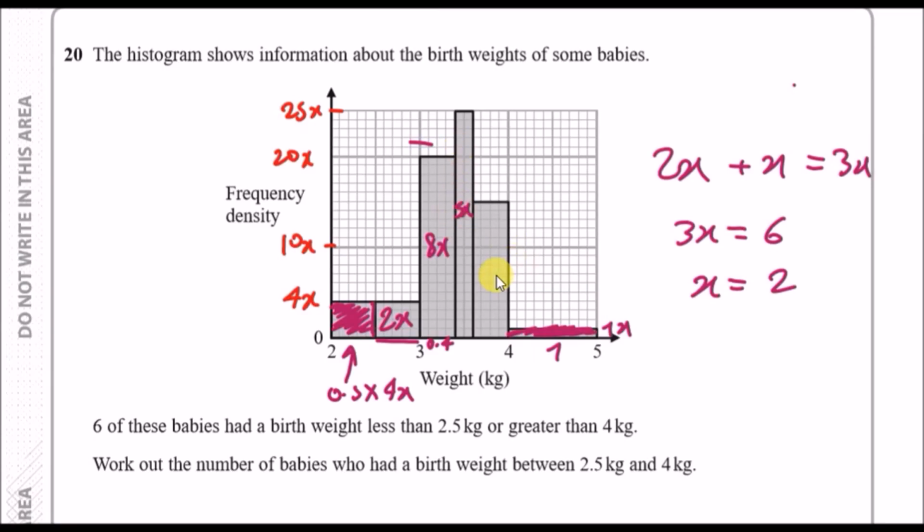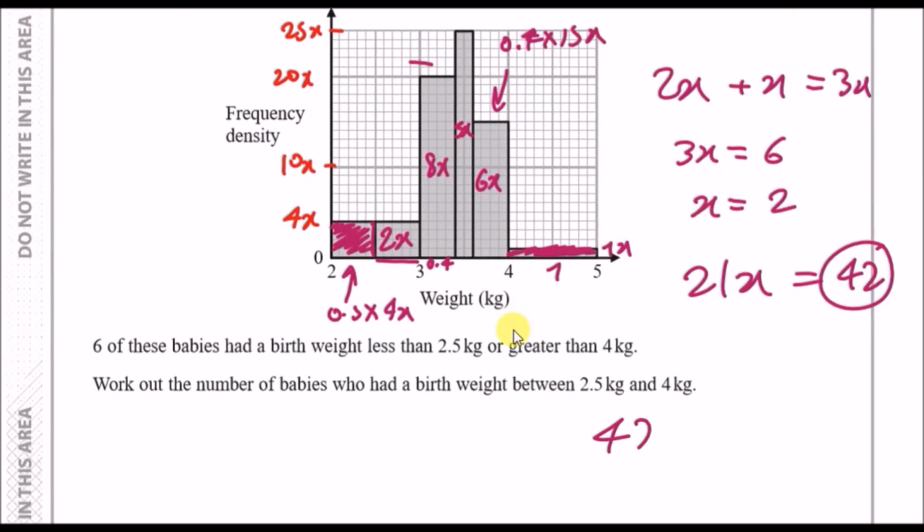And now this little medium box. So again, 0.4 times, I think it's up to 15, isn't it? So this is 0.4 times 15x. That's 6x. Okay, so now we just add up all these x's. So you've got 2x, you've got 10x, 15, 21x. And because we know x is 2, this is going to equal 42. So we have 42 babies between this weight.